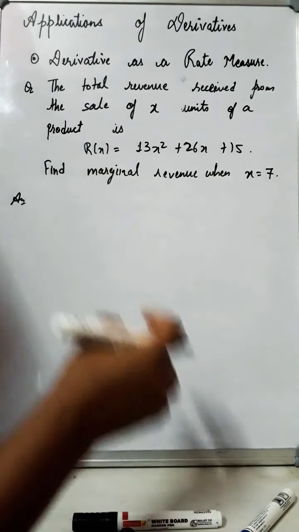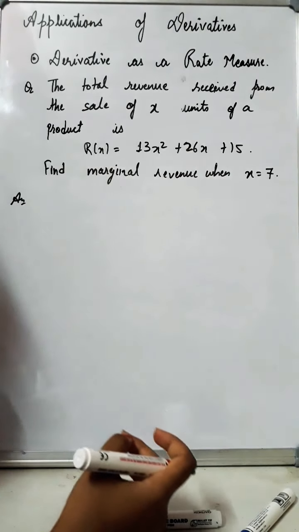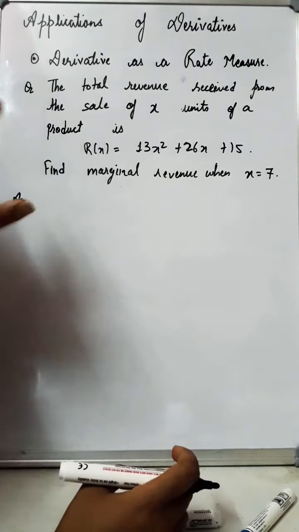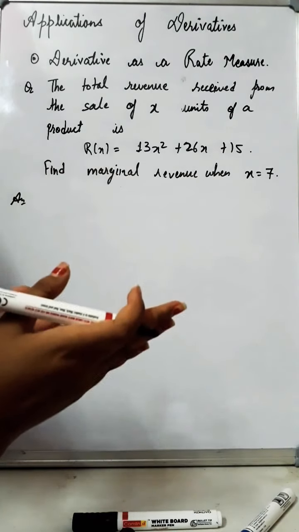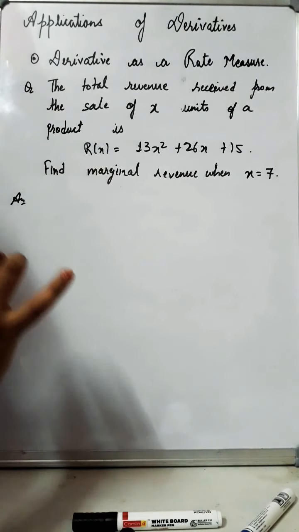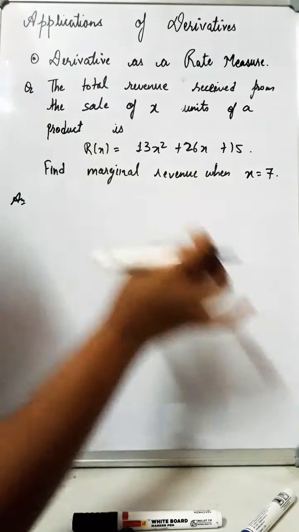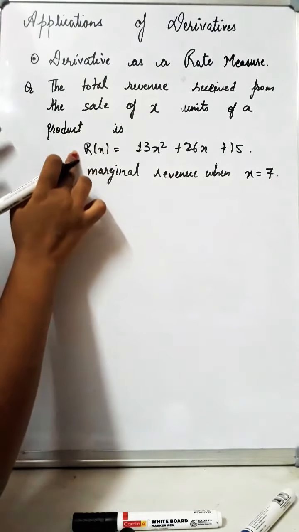You know, when marginal revenue or marginal cost, average rate of change, all of these are kind of terms that symbolize your rate of change or the derivative. Whenever these kinds of terms come, you have to differentiate it, as simple as that. Now the function is given.